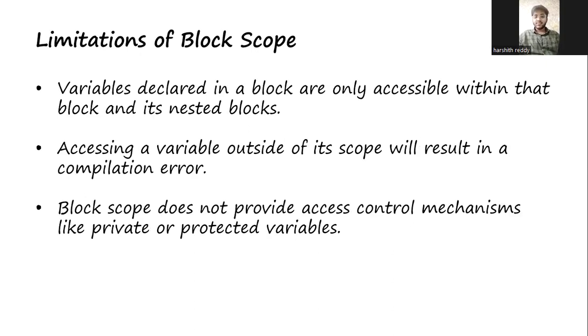There are some limitations of block scope. Variables declared in the block are only accessible within that block and its nested blocks. In block scope, accessing a variable outside its scope will result in a compilation error. Block scope does not provide access control mechanisms like private or protected variables.